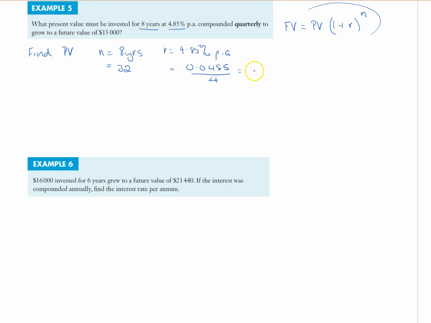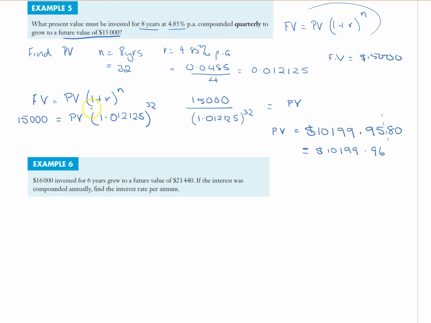And that will be 0.012125, is it? I'll just check that. And to grow to a future value, so we know that the future value is 15,000.